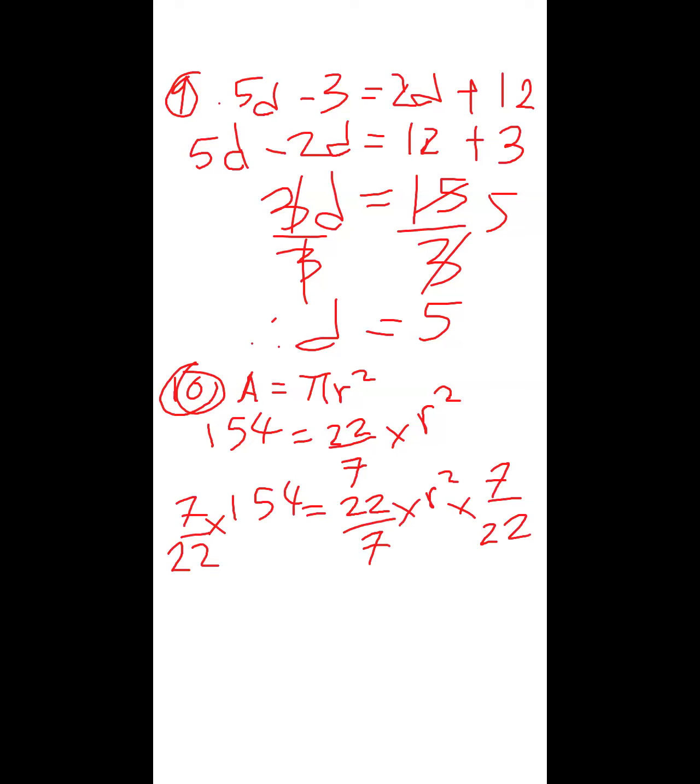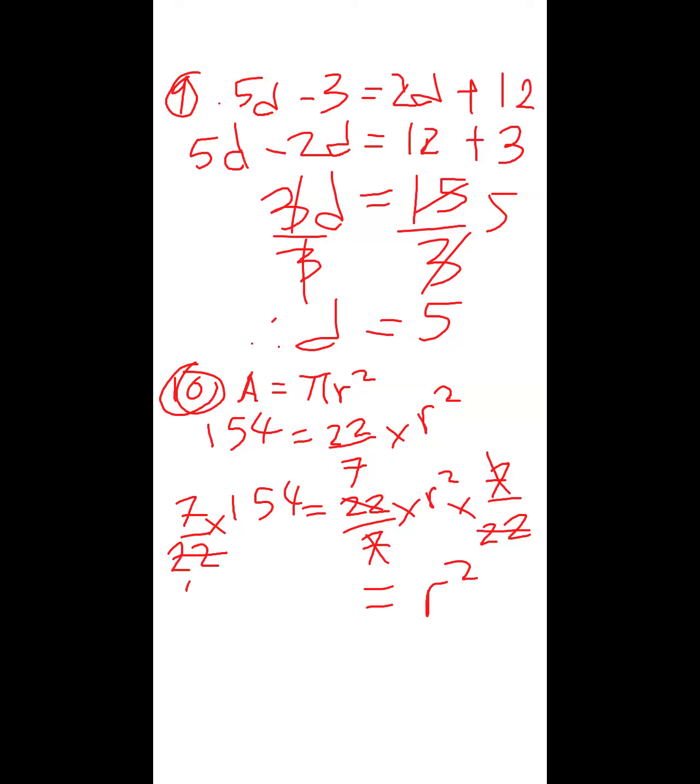Okay. So of course, you know what's going to happen. 7 will cancel 7 on the right-hand side, and 22 will cancel 22, leaving us with r squared equals... let's look at the left-hand side. 22, you can say 11 in... should we use 11? Yes, let's use 11. Or let's use 2.